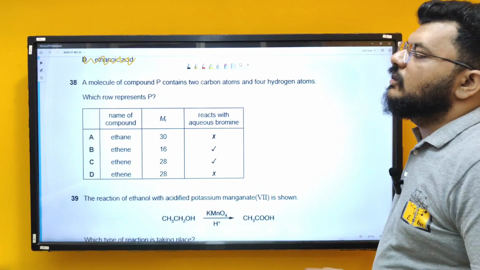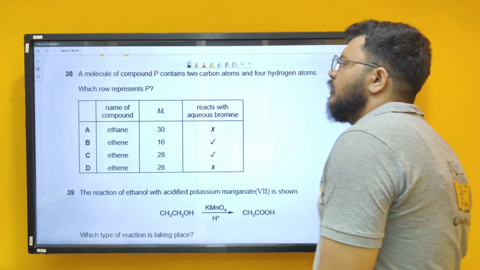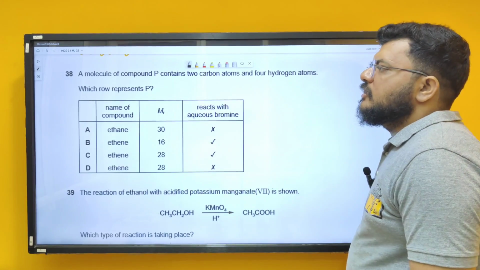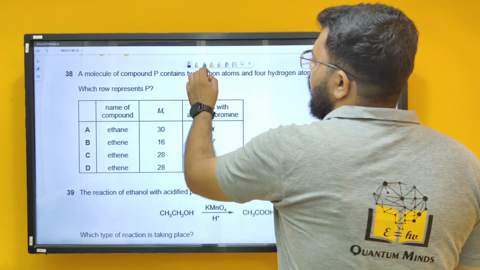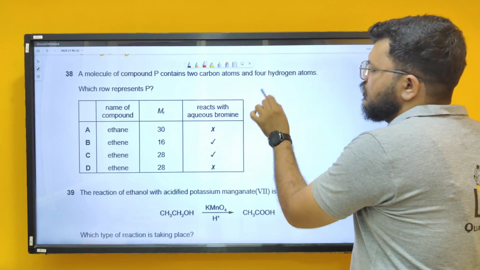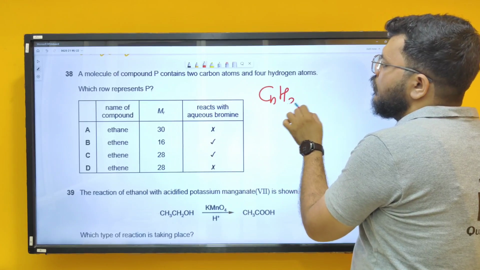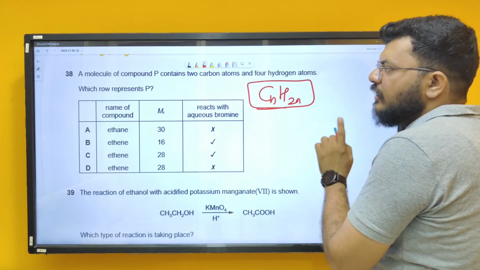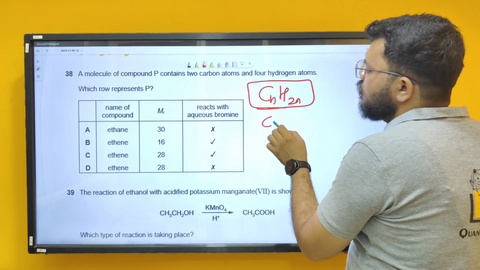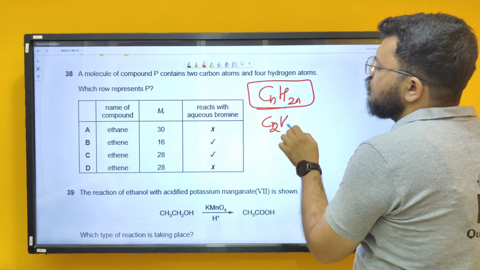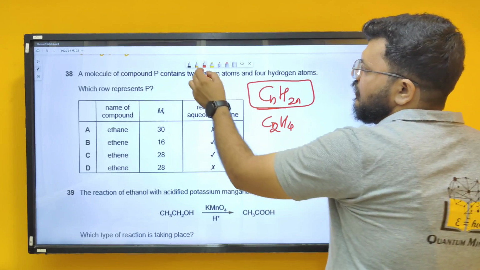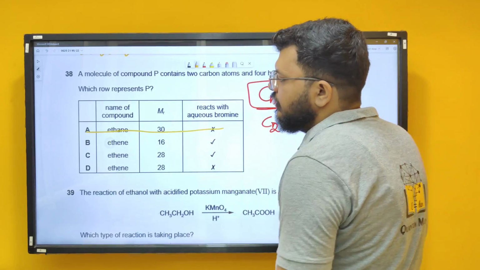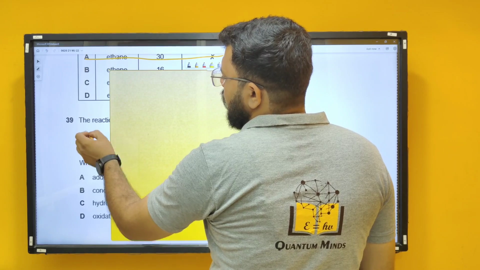We have question 38. A molecule of compound P contains 2 carbon atoms and 4 hydrogen atoms. Which row represents P? So if it contains 2 carbon atoms and 4 hydrogen atoms, we can write the formula as CnH2n. These are alkenes, right? And if there are 2 carbons, so C2H4, right? So this is ethene, right? So ethane, no. All 3 are ethene. So that is our correct answer.